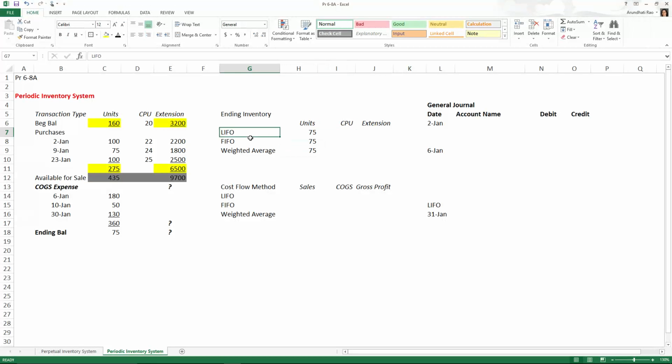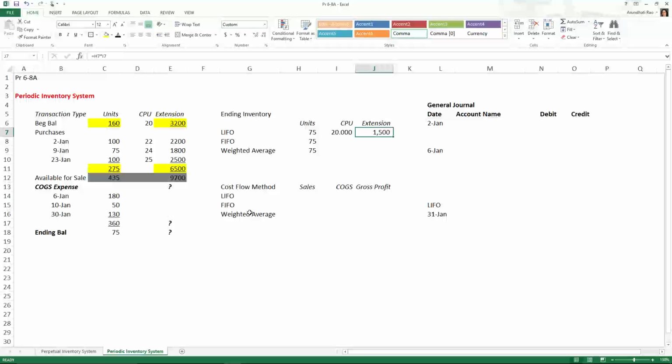If it's last in, first out, whatever came in last is what was sold first. So what's remaining with me is what was there at the beginning of the period. The cost is $20 per unit. So the extension is 1,500. First in, first out, whatever came in first was sold first. So what's remaining with me is the very last inventory. And that would be $25 per piece. So the extension works out to $1,875.